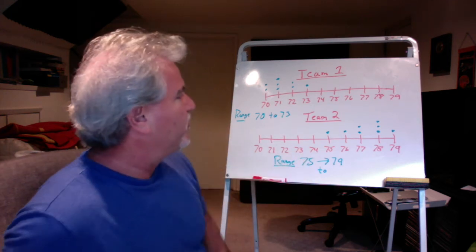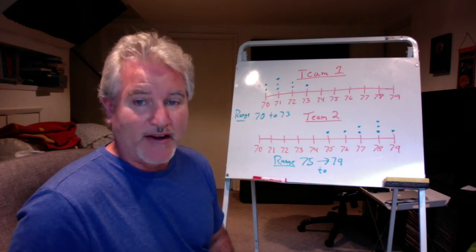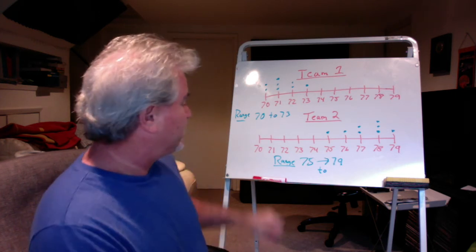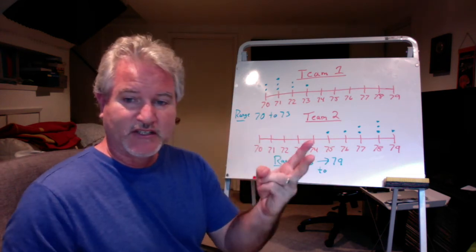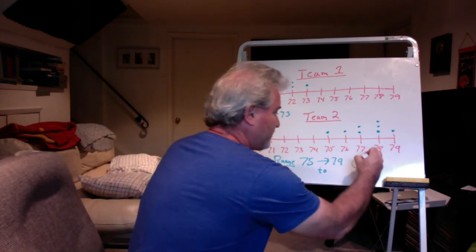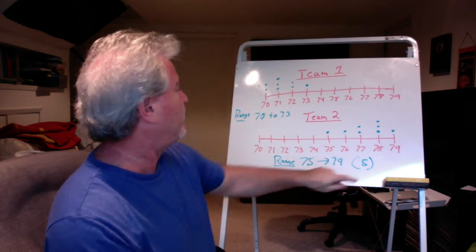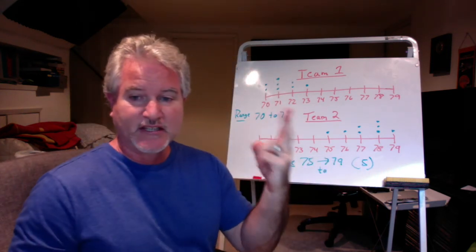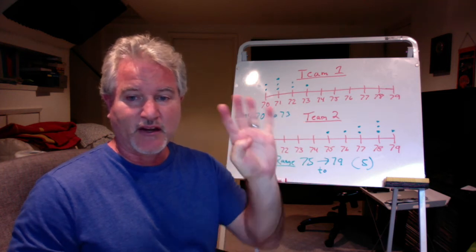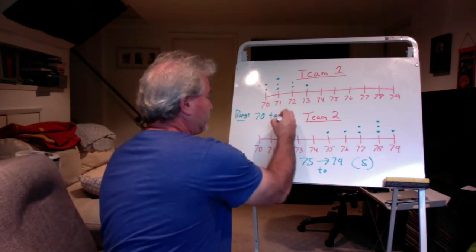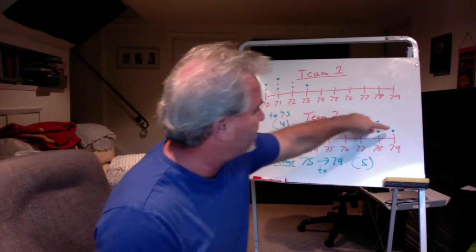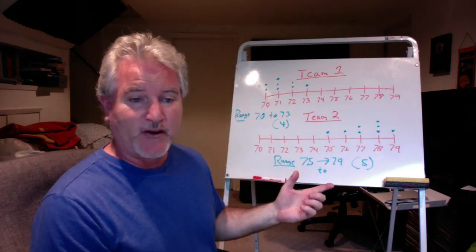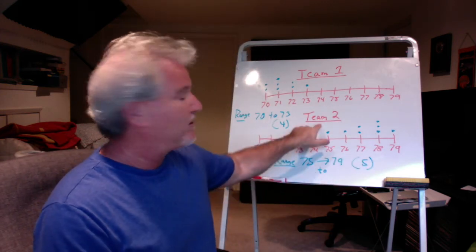If I asked you which team had the greater range of heights, you would see that team 2 goes from 75 to 79. So 75, 76, 77, 78, 79, a range of 5. Team 1 is 70, 71, 72, and 73. Their range is only 4, right? And you can see it right here. The range is 4. Here the range is 5. So if I asked you which team had the greater range of heights, the answer would be team 2.